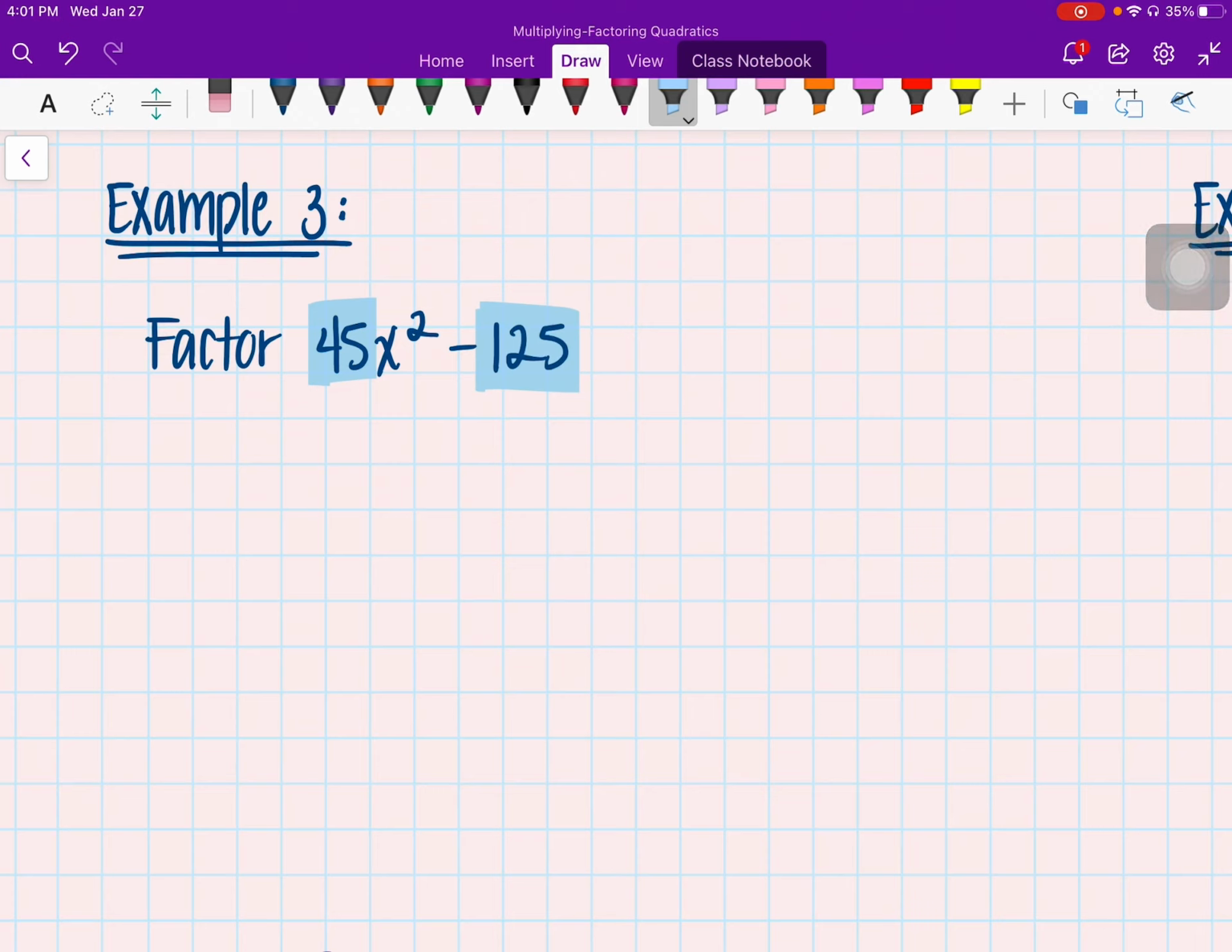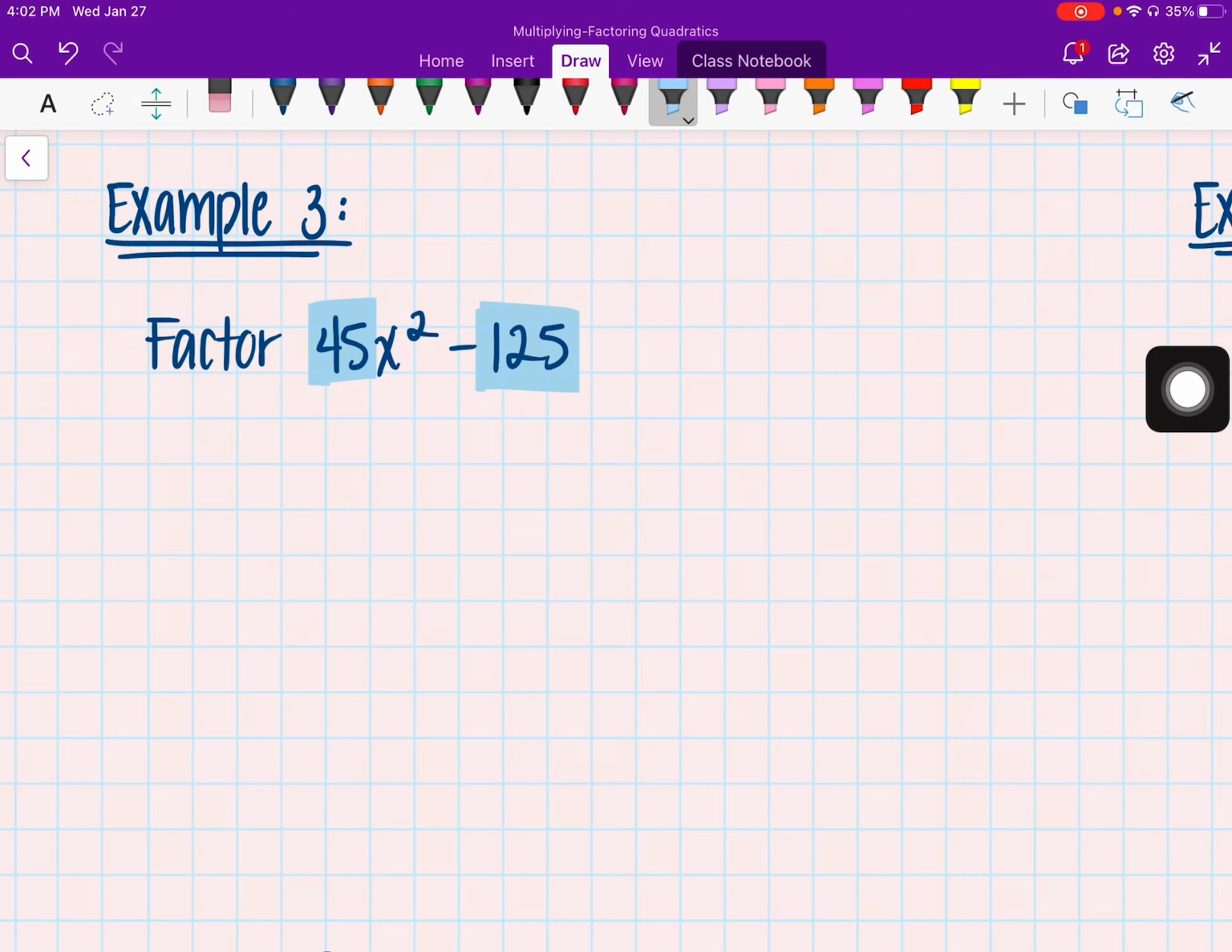Now, there's going to be times where it's going to look like it's a difference of squares, but it's going to probably stop us because there's no perfect squares. So if you see that the terms are not perfect squares, your next thing to do is to see if they have any common factors. You want to go ahead and factor whatever they have in common to see if there is a perfect square here. So first off, guys, we have a 45 and a 125.